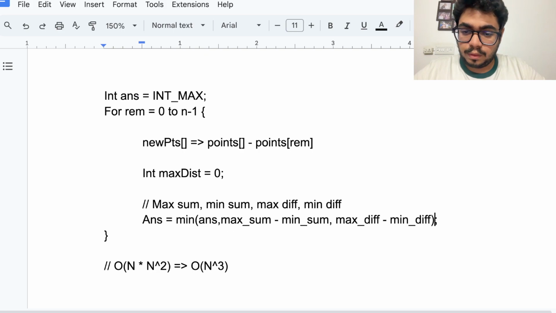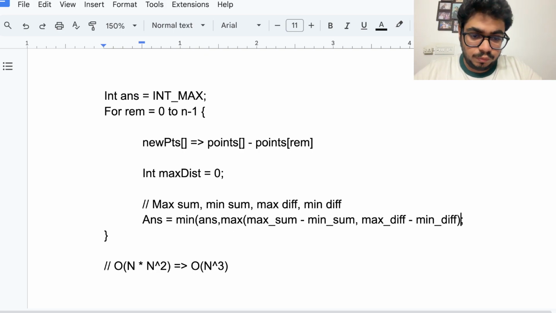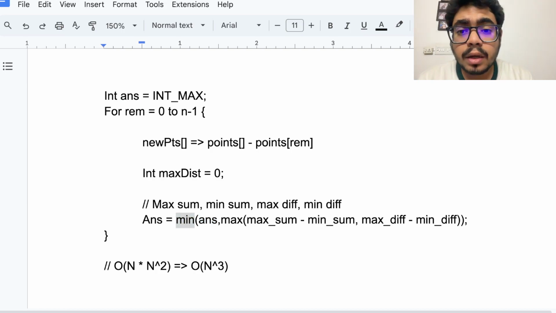Okay, cool. And out of these two I need to take the maximum, so maximum out of either the difference or the sum case. And since we want to minimize the answer, we go for minimum here, right? Cool.